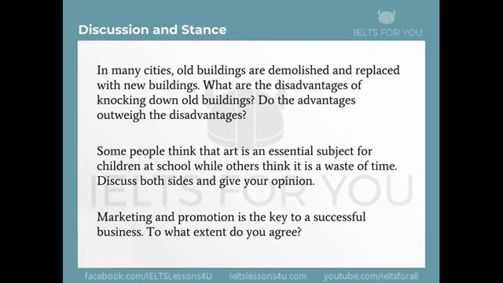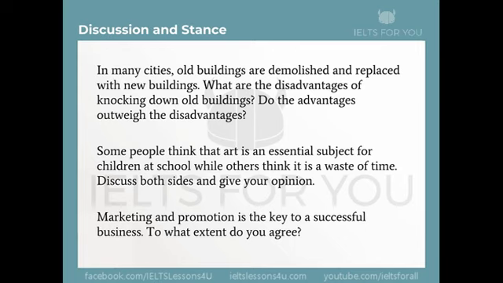The second topic is a discussion topic. Some people think that art is an essential subject for children at school, while others think it is a waste of time. Discuss both sides and give your opinion. Okay, again, the two sides are clear, right? One side, art is essential. The other side, art is a waste of time. So make sure that both of those sides are mentioned in your essay.